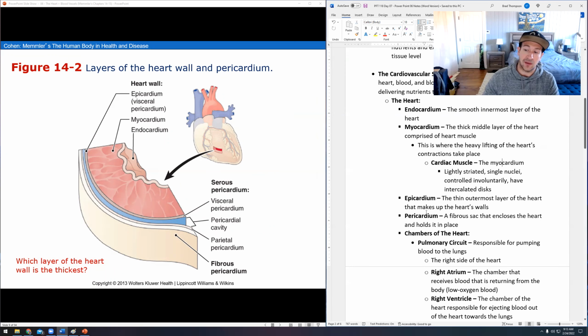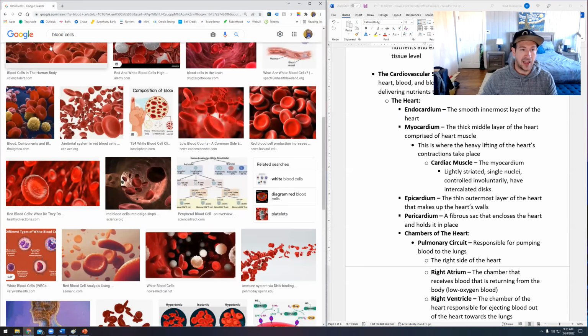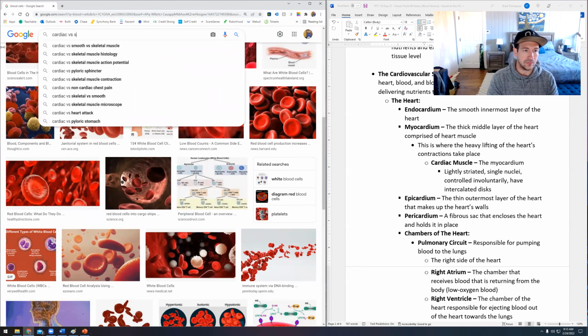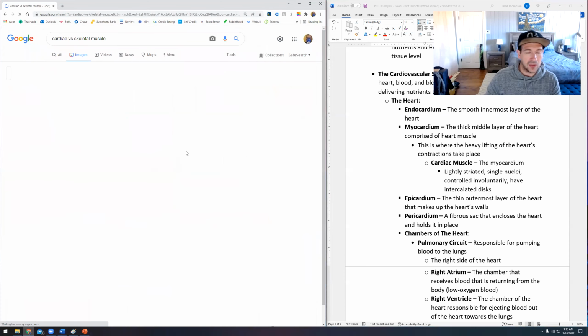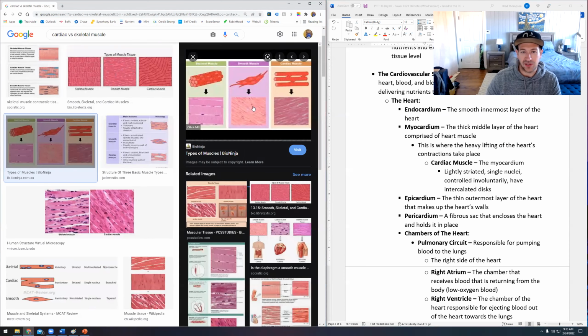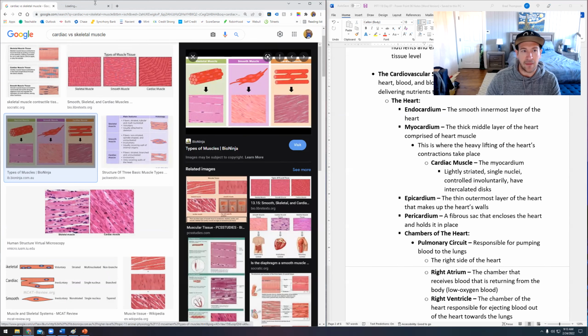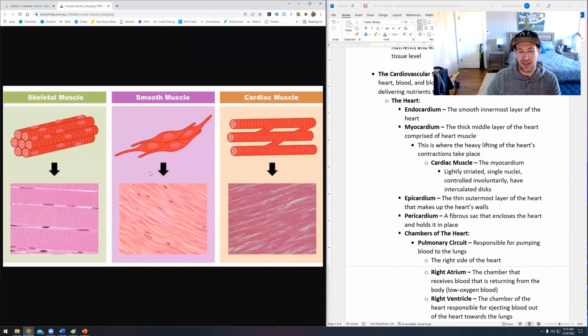That is our myocardium. Now, it is a little bit different than our skeletal muscle. When we look at cardiac muscle versus skeletal muscle, there's a difference here. Here's smooth muscle in the middle. This is your organs and stuff, which doesn't do very much contracting. You can see how smooth it is. But look at skeletal muscle, the stuff that actually drags your body around. It has these huge striations, these really big lines.